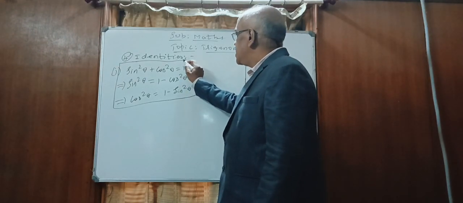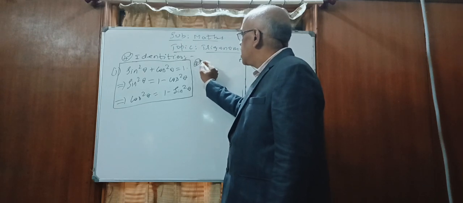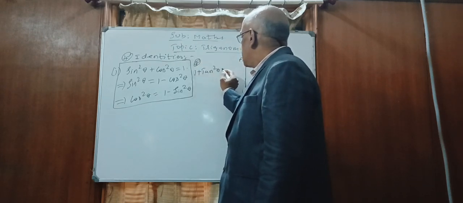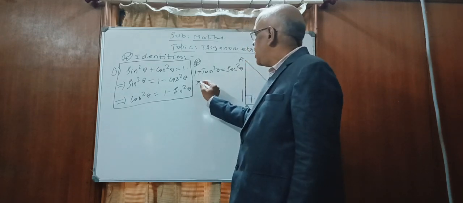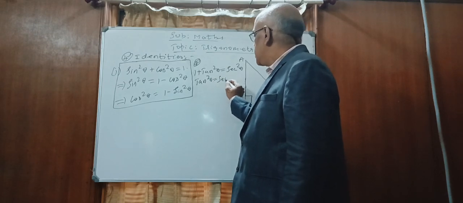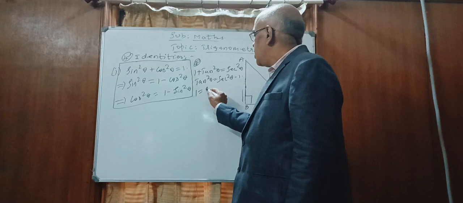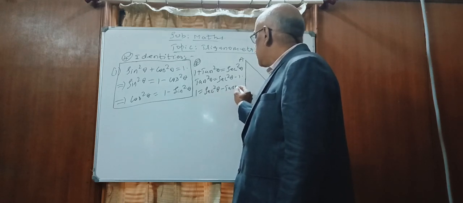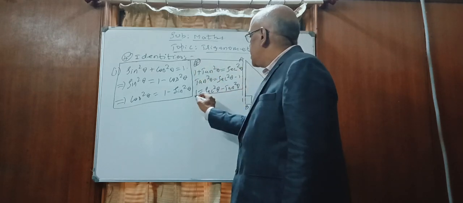What is the second identity, children? 1 plus tan square theta is equal to sec square theta. What does it imply? Tan square theta can be written as sec square theta minus 1. And 1 can be written as sec square theta minus tan square theta. This is our second identity.